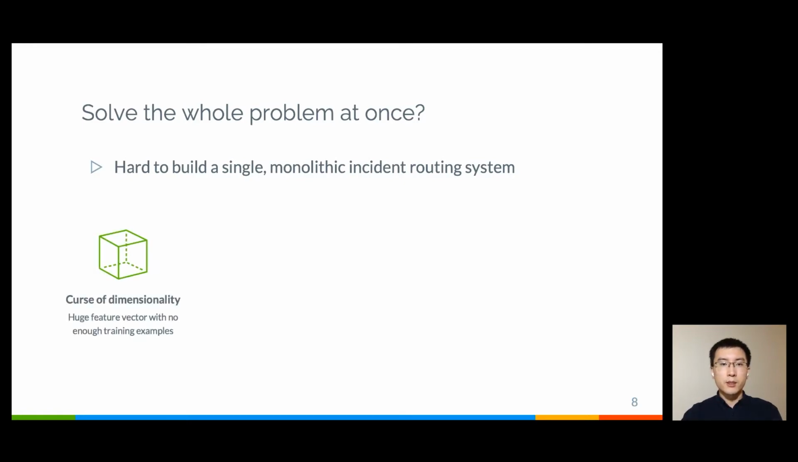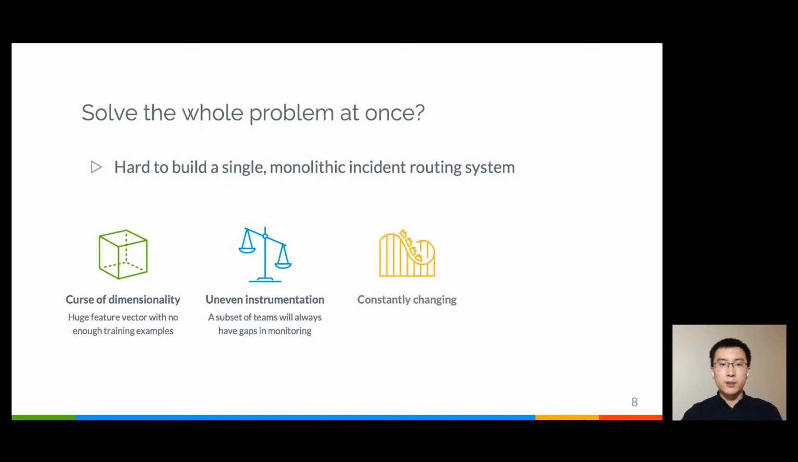The first problem is the curse of dimensionality. Because the global routing system should consider everything, this large amount of information can easily result in a huge feature vector, but we don't have enough examples to train it. The second problem is uneven instrumentation. A subset of teams will always have gaps in monitoring, either because the team has introduced new components and analytics have not caught up, or simply because monitoring is hard.